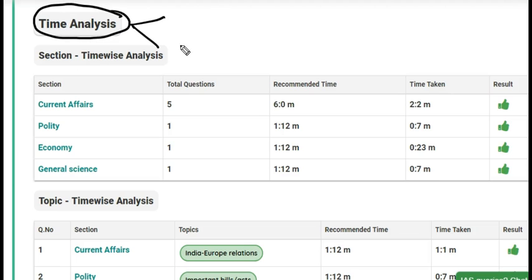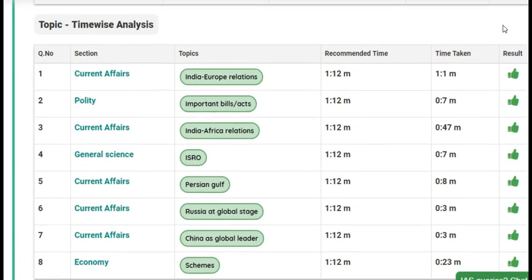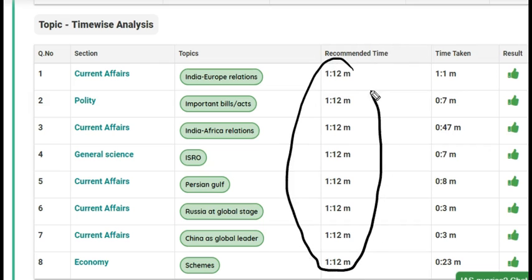The software will provide you 2 kinds of analysis. One is section time wise analysis, and another is topic time wise analysis. First, let's move to the topic time wise analysis. We are asking questions from different topics, and for each question in prelims you have 72 seconds, because within 2 hours or 120 minutes, you have to answer 100 questions. So for one question you will get 72 seconds or 1 minute 12 seconds. So the recommended time for each question is 1 minute 12 seconds.